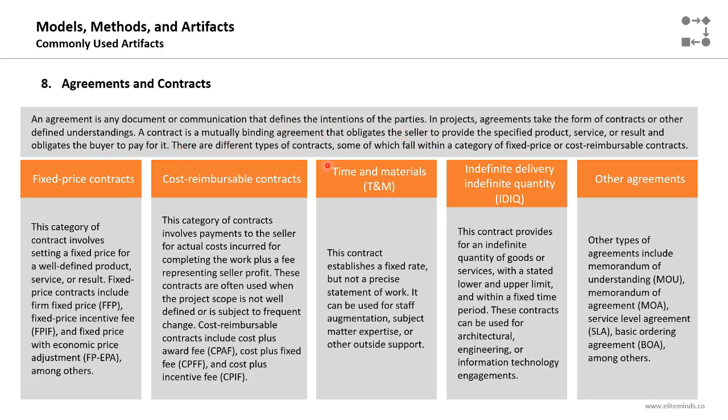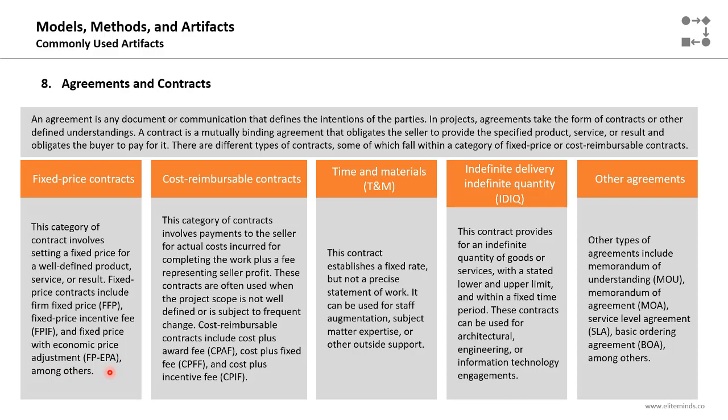There are different types of contracts, some of which fall within a category of fixed price or cost reimbursable contracts. The first category is the fixed price contract. This category of contract involves setting a fixed price for a well-defined product, service, or result. Fixed price contracts can be firm fixed price, fixed price incentive fee, and fixed price with economic price adjustment, among others.